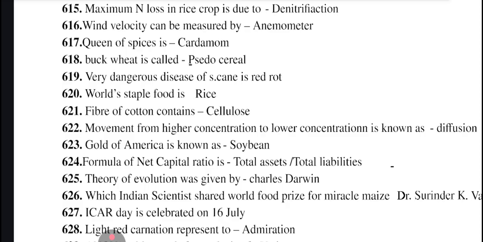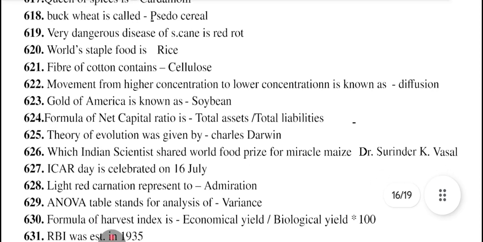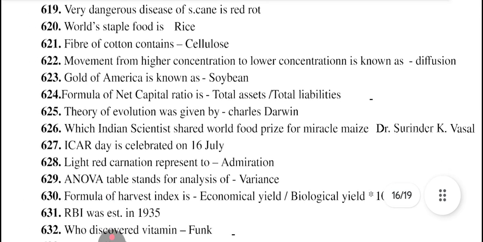Buckwheat is called pseudo cereal. Very dangerous disease of sugarcane is red rot. World's staple food is rice. Fiber of cotton contains cellulose. Movement from higher concentration to lower is known as diffusion. Gold of America is soybean. Formula of net capital ratio is total assets by total liabilities, that is net capital ratio.